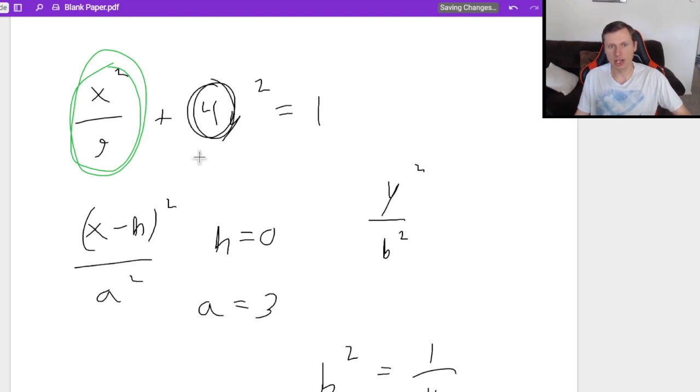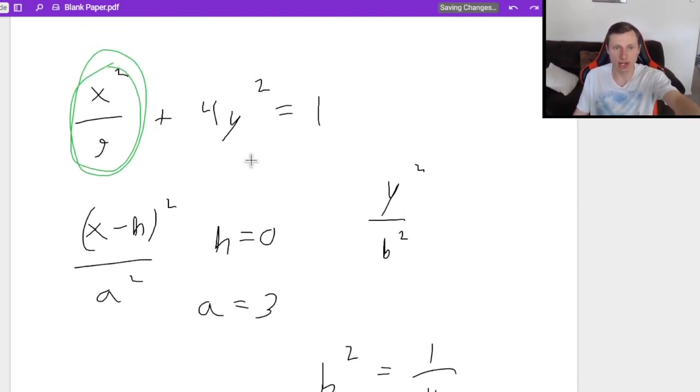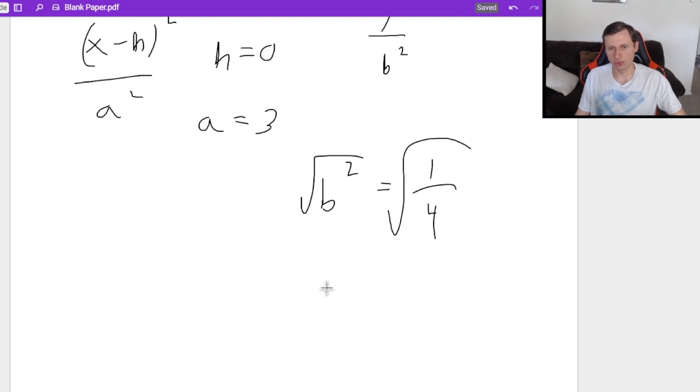If this 4 right here was in the denominator, then b squared would be 4. But since it's in the numerator, it's in the denominator for b. And when we take the square root of that, the square root of 1/4 is 1/2. So that's my value for b. So I have a equals 3 and b equals 1/2.